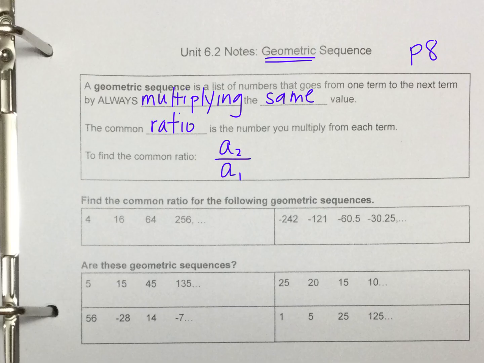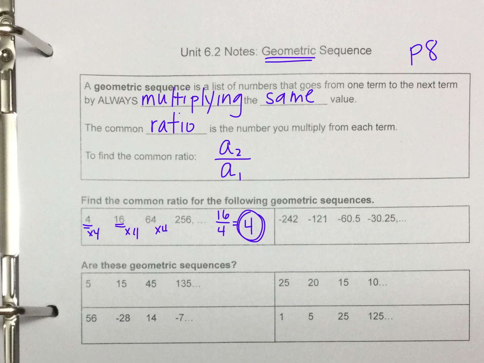Okay, so let's practice. Find the common ratio for the following geometric sequence. So I'm just going to take my second term, and I'm going to divide it by my first term, is 4. That means that 4 times 4 is 16. 16 times 4 is 64. 64 times 4 is 256. So that's the number I'm multiplying over and over again.